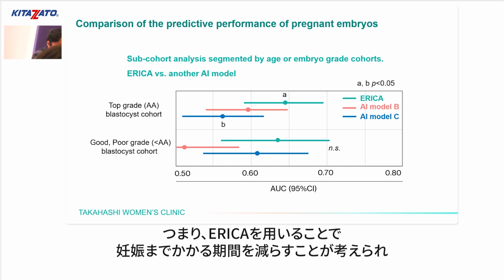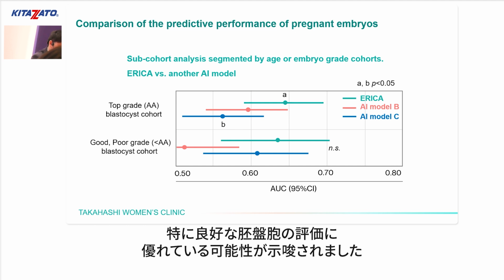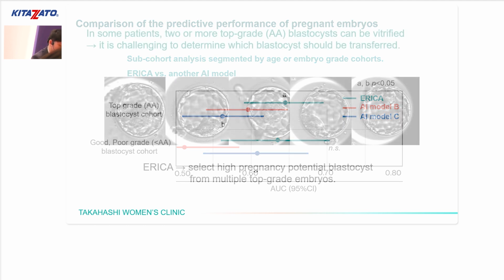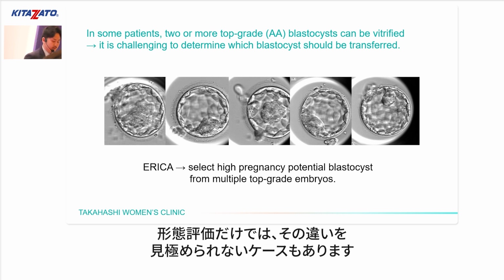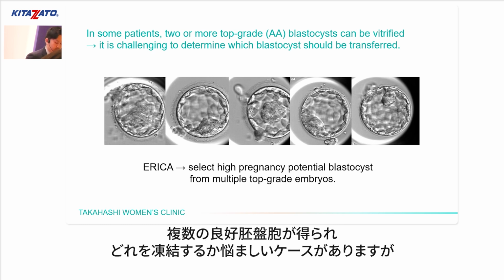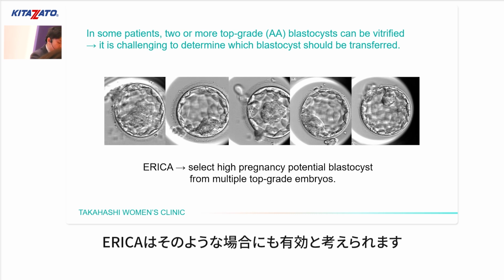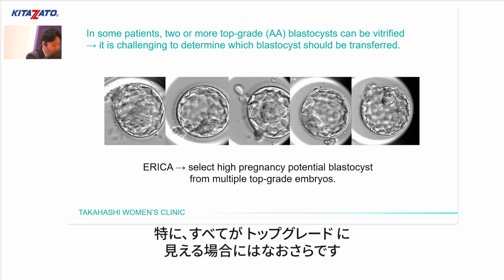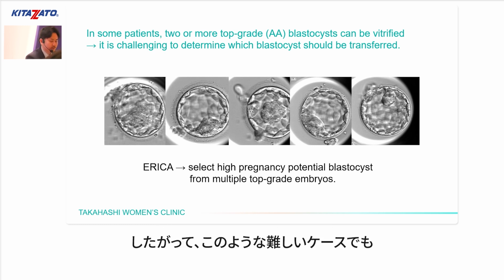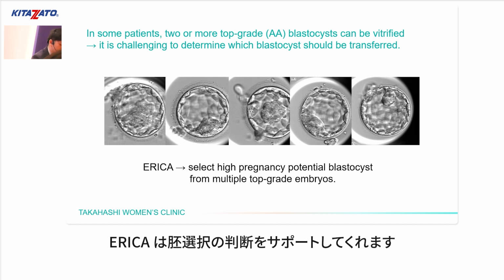And it suggests that ERICA may shorten the time to pregnancy in patients who are expected to have multiple good morphology embryos. In some patients, many top-grade blastocysts can be obtained. In this case, it is difficult to determine which blastocyst should be transferred. Conventional morphological evaluation strongly relies on ICM and TE observations, limiting the possibility of selecting embryos with high pregnancy potential from the top-grade embryo cohort. Our findings also give insight into the utility of ERICA in embryo selection.